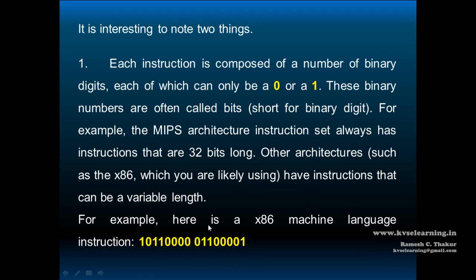Now, for example, here is an x86 machine language instruction. This is an instruction, and here we see that it is a combination of zeros and ones. This instruction has been composed of a number of binary digits, that is zeros and ones. Now, to write an instruction in such a format is quite difficult because we are not used to such coding, whereas the CPU understands only this code.